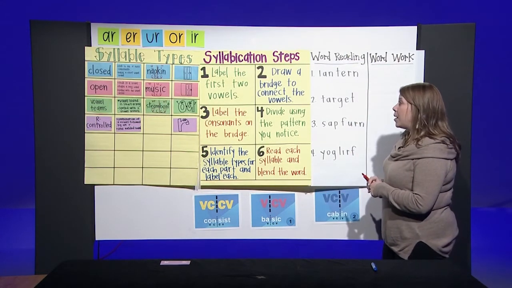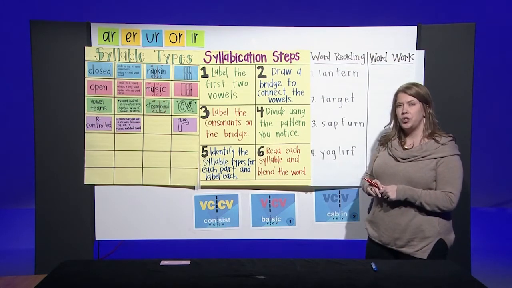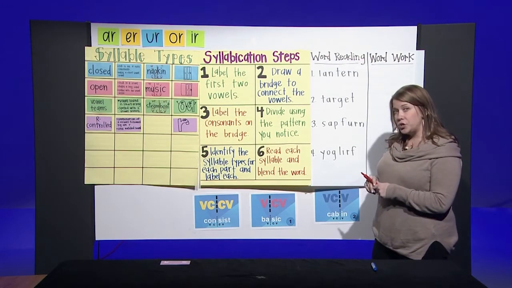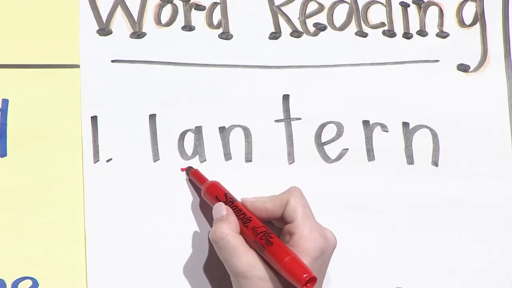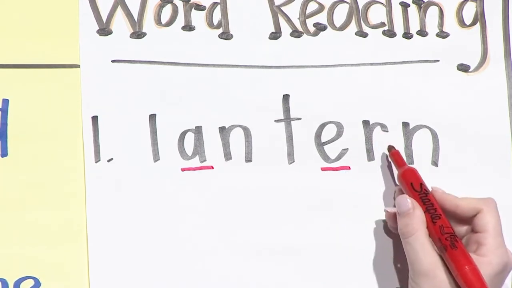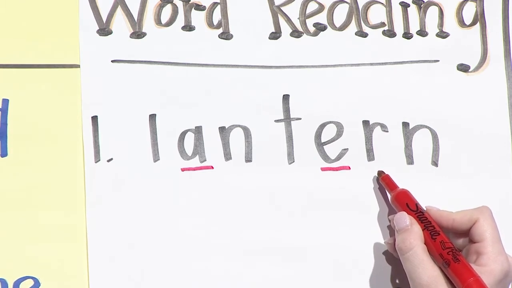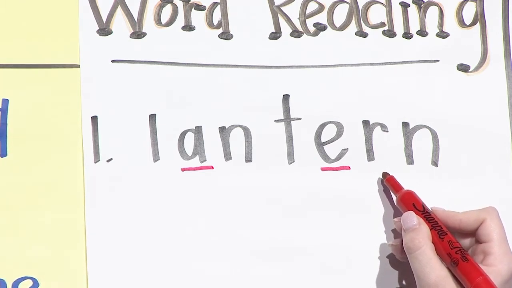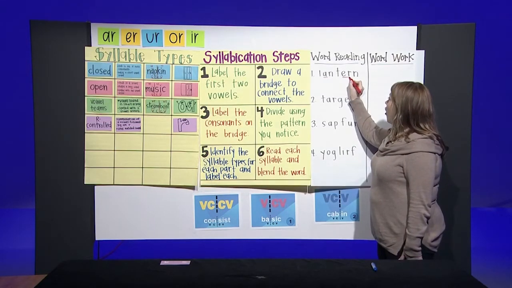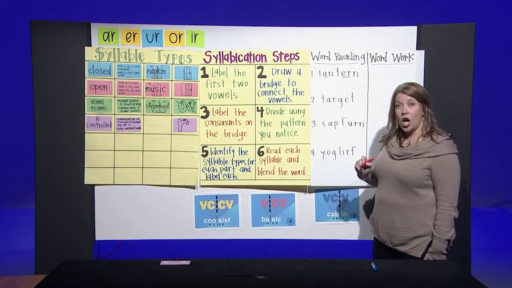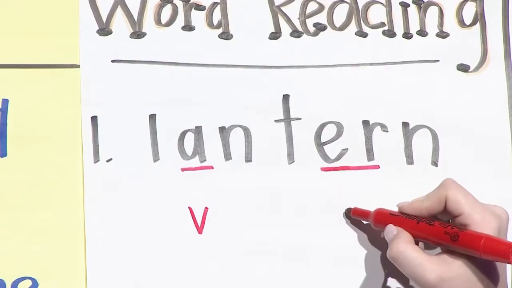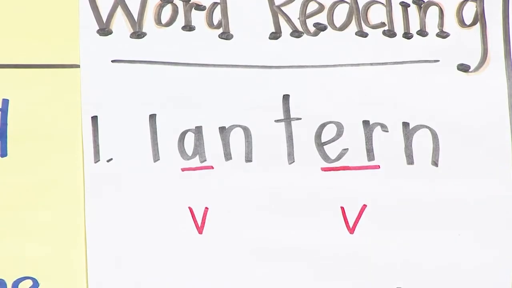The first step tells me to label the first 2 vowels. I'm going to look at my word and find the first 2 vowels. I see vowel A and vowel E. My E is followed by an R, and we just learned that R-controlled vowels are one welded sound. So I'm going to count this ER as one vowel, and I'm going to underline those together. So let's put a V underneath each of those to represent the vowels in our word.